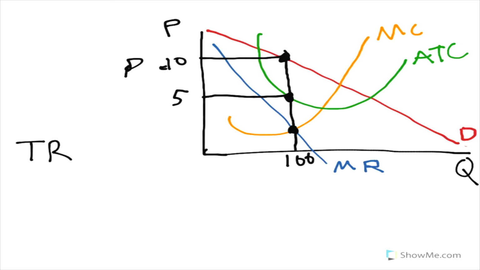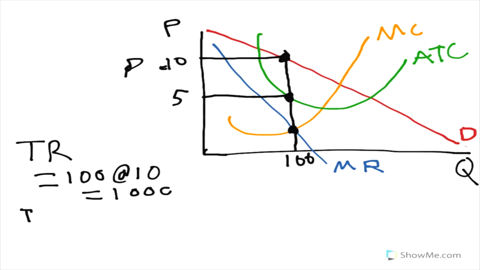Now we're going to find our total revenue, which we know is 100 units at $10. And that will equal $1,000. That's our total revenue. Now we're going to figure out our total cost. Well, our total cost, we can just look at this graph and determine. We've got an output of 100, and it costs us $5 per unit. So we have 5 at 100. That'll equal $500. So that is our total cost.